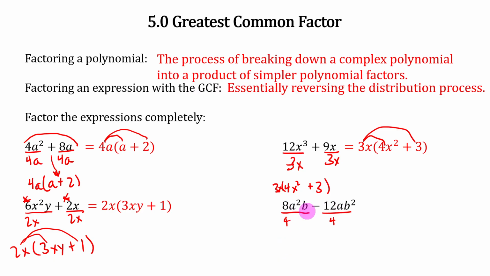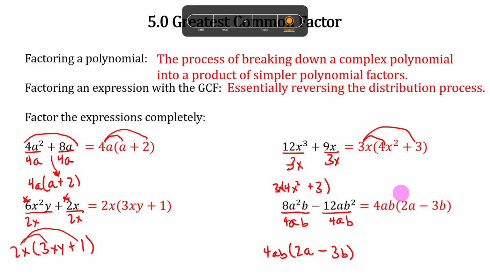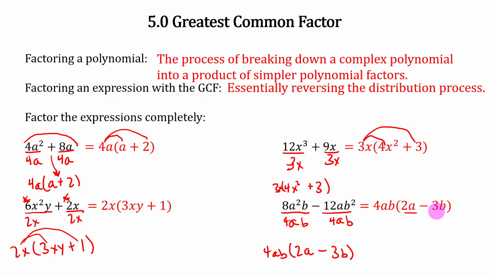And then a squared and a, I can take an a from both of them. B and b squared, I can take a b from both of them. So 4ab. 8 divided by 4 is 2. A squared divided by a is a. B divided by b is 1. 12 divided by 4 is 3. A divided by a is 1. B squared divided by b is b. And the whole point is there should be nothing left for me to be able to factor out again. There's nothing in common between 2a and 3b.